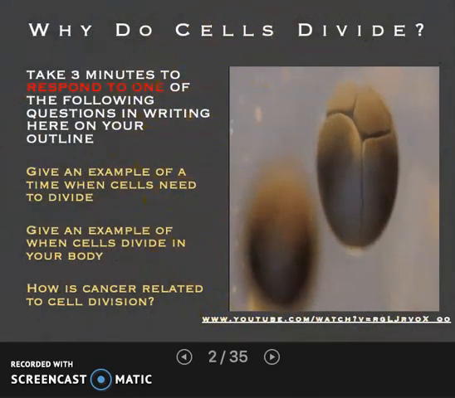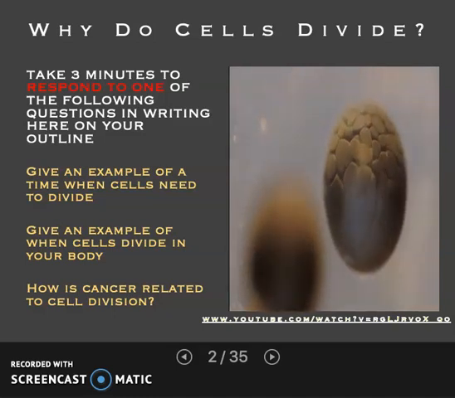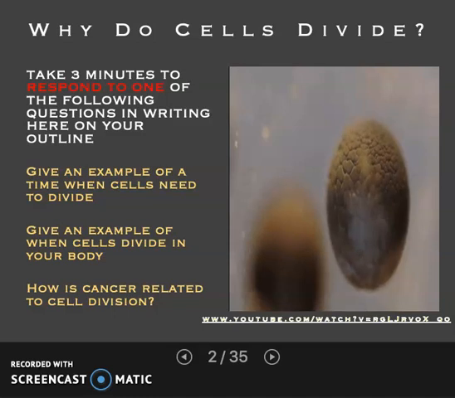So why do cells divide? Take a couple minutes to respond to the following questions here on your outline. I guess we already did that in class. Anyway, give us an example of when cells need to divide, an example of cells dividing in your body. Of course, how is cancer related to cell division? We'll come back to cancer a little bit later.